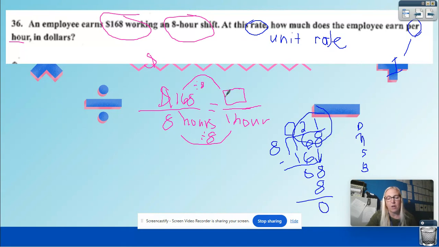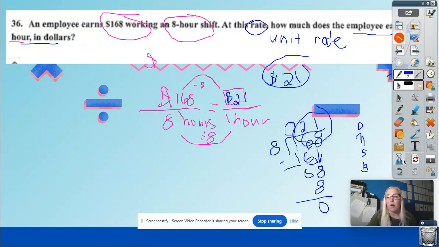So, do we have an answer? Yes. And the answer is going to be a money sign, and it's going to be 21. How much does the employee earn per hour? Each hour the employee earns, you've got it, $21. Using and remembering what we have learned about unit rate to solve this problem.